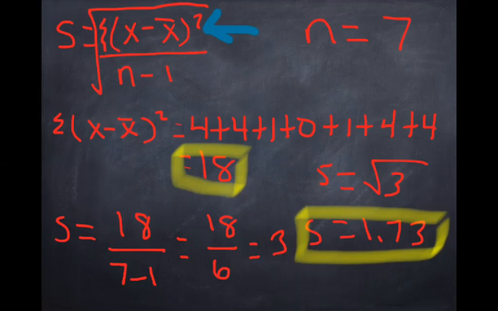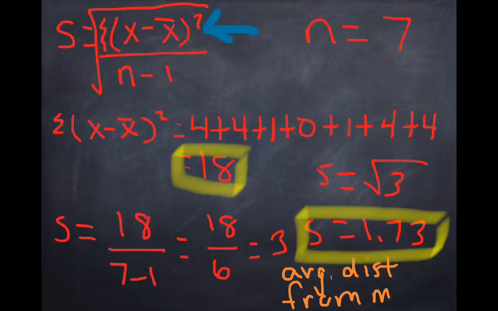And so let's take a note at what this number is telling us. What this number is saying is this is the average distance from the mean. That's what this value is telling you right here. And so what that is telling you is that each value in our data set has an average distance of 1.73 from our mean of 7.